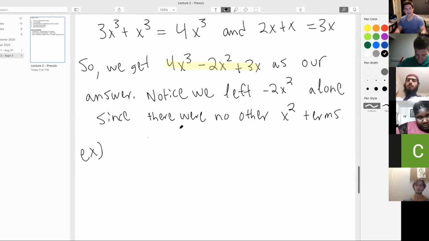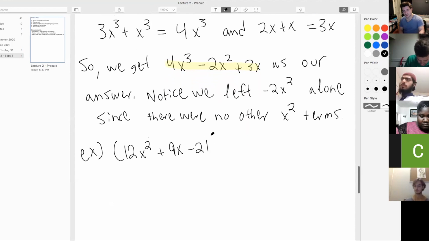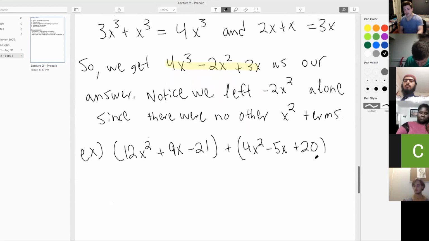Okay, so let's say we want to add 12x squared plus 9x minus 21. That's our first guy. Plus 4x squared minus 5x plus 20. So we would like to add together these polynomials. First of all, we can only add together terms with the same exponent. So I can add 12x squared and 4x squared. I can definitely do that. So that would be 16x squared.